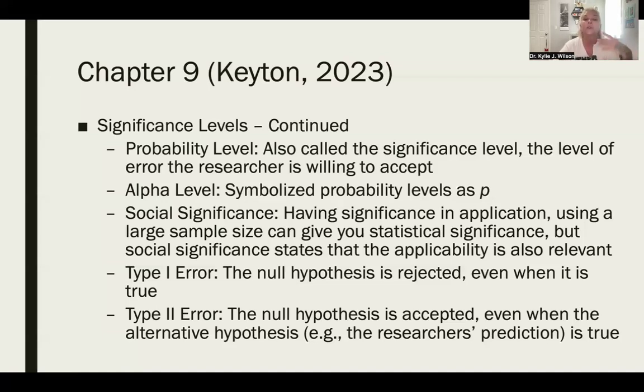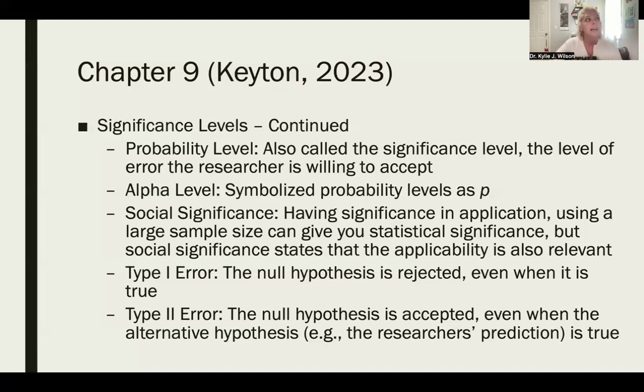So probability level. So it is our significance level and it's the level of error that we're willing to accept. Usually it's P is less than 0.05. So if you have anything in your study, let's say it's P equals 0.054, you cannot say that you have significance because it's bigger than 0.05. Right? So let's say P is equal to 0.027. You could say that you have significance at the P is less than 0.05 level.